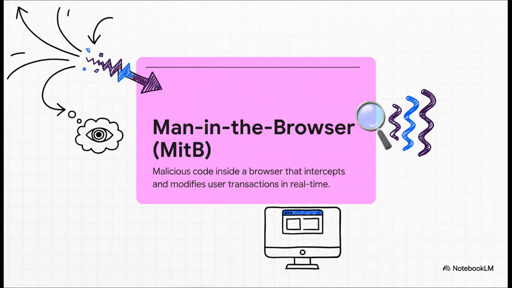So what is this invisible thief? Well, the technical term is a man-in-the-browser attack, but let's break that down. Put simply, it's malware that doesn't just infect your computer, it literally moves into your web browser. It just lives there, quietly watching everything you do, and it's able to change what you see and what you send without you having a clue.